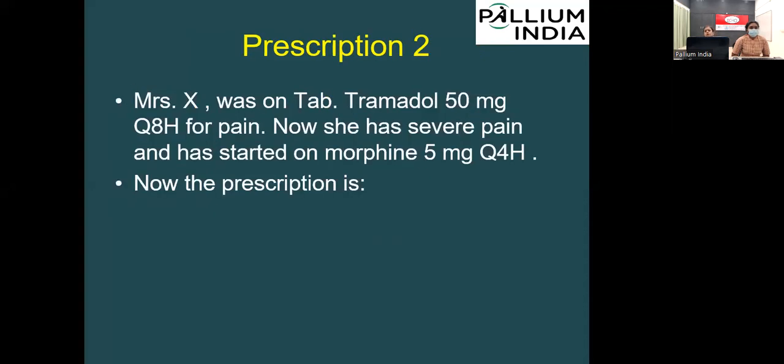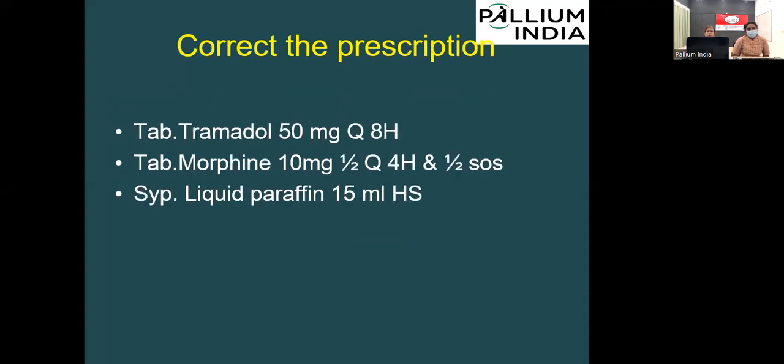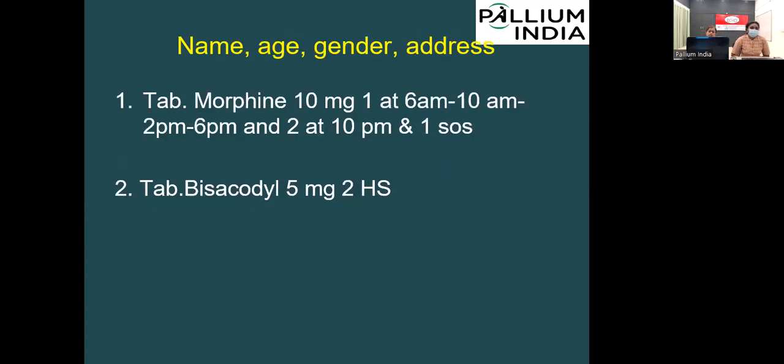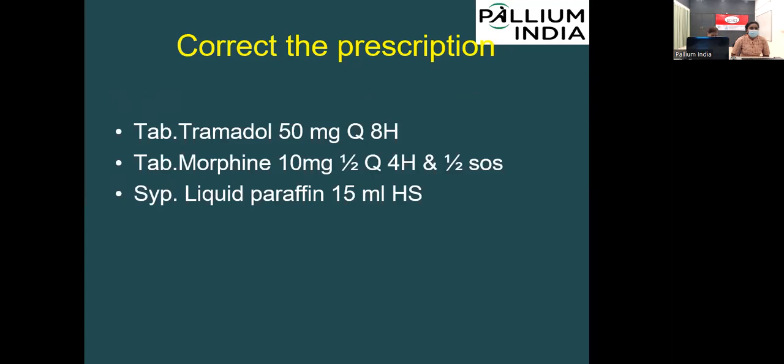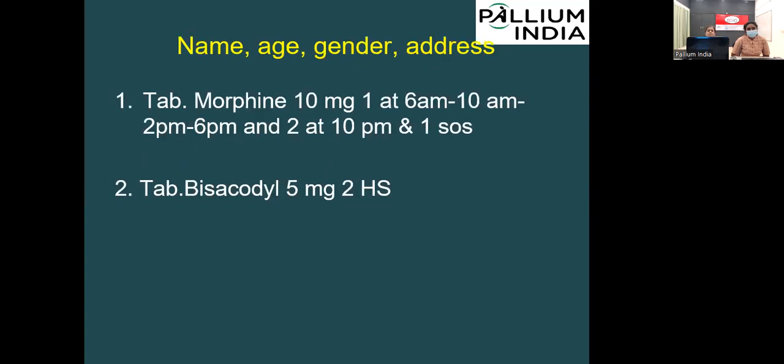This patient was on tramadol 50 milligram 8 hourly. Now she has severe pain and we are starting morphine 5 milligram Q4H. And this is the prescription: tramadol, and you give morphine and liquid paraffin. Is anything wrong in this prescription? As we are going to exceed time, I'll just run through the answer.